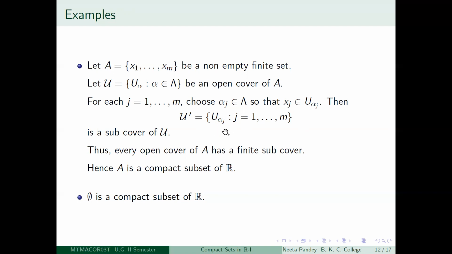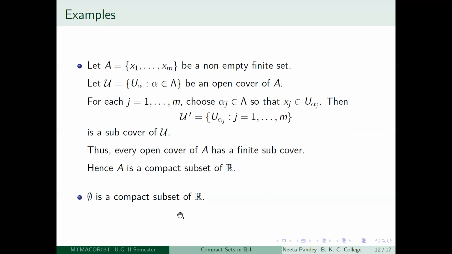Therefore, A is a subset of U alpha 1 union U alpha 2 union etc., union U alpha M. So this is also a cover of capital A, and it has only finitely many elements. Hence, capital A is a compact set by our definition. This was any open cover, it has a finite subcover, so A is compact, right?